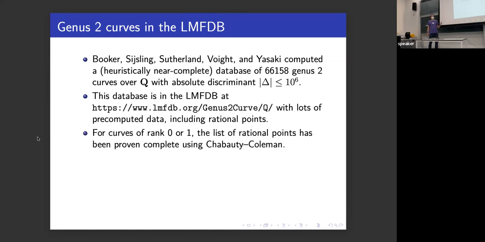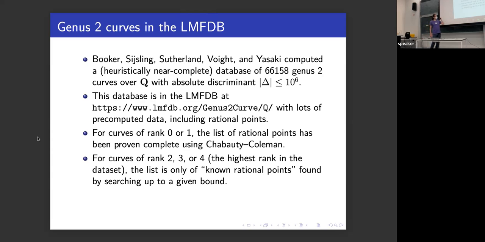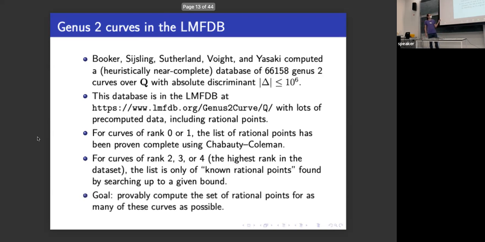Now, for curves of rank 0 or 1, these sets of rational points have been verified to be complete using Chabauty's method, or Coleman's refinement of it. But for curves of rank 2, 3, or 4, and 4 is the highest rank that occurs in this data set, the list just says known rational points. And the reason for this is that we don't have a proof that these are complete. It's just the points that have been found where you search for rational points up to some given bound, and probably it's complete, but we don't know that.